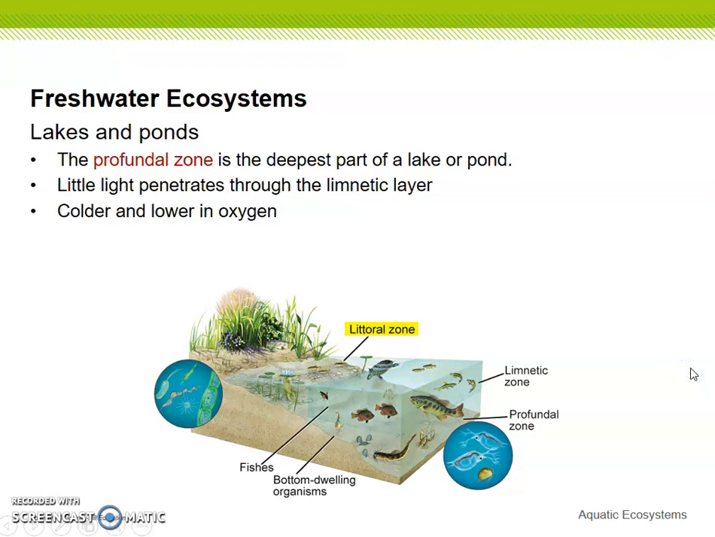The profundal zone is the deepest part of the lake or pond, and very little light penetrates through the limnetic layer to this profundal zone. It's colder, and there is less oxygen to be found there.